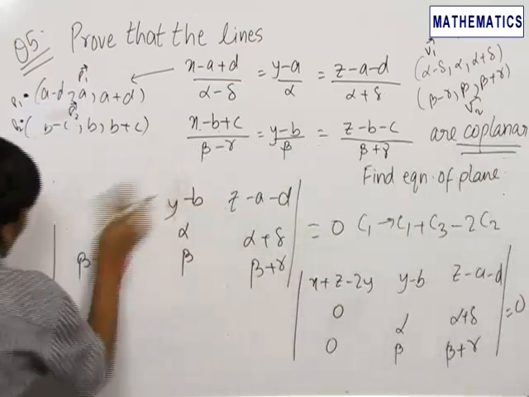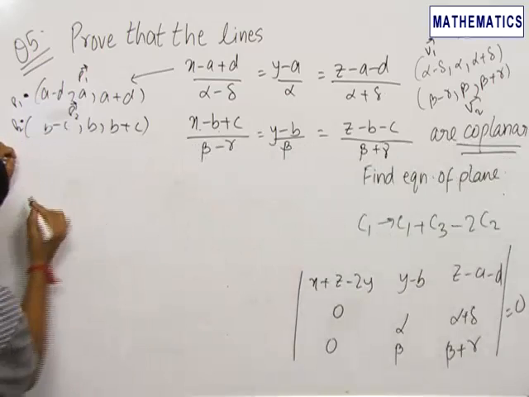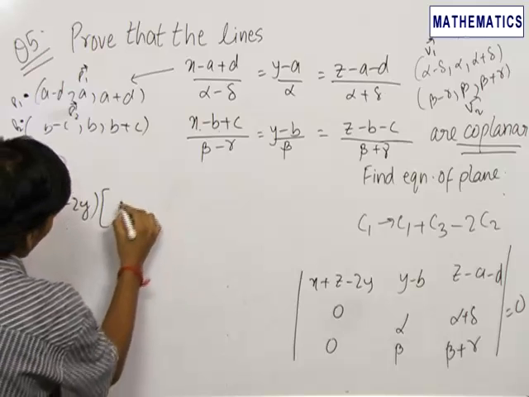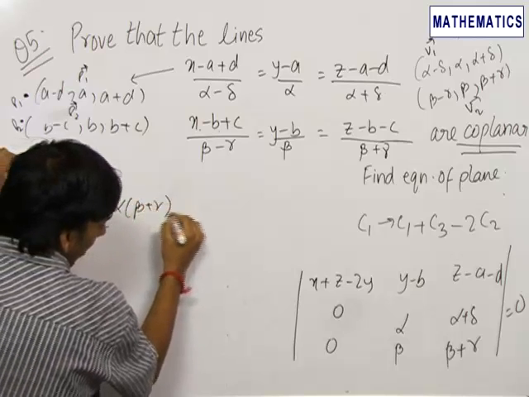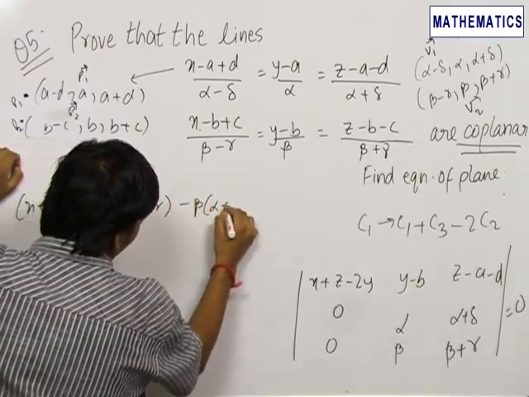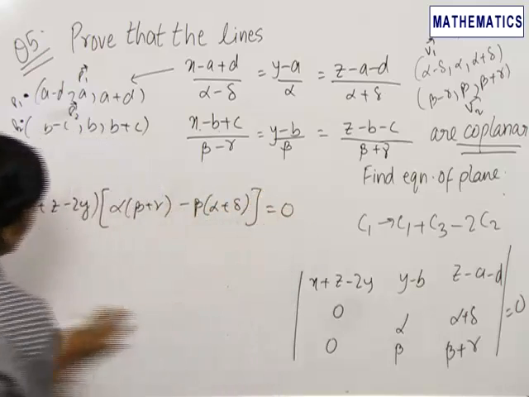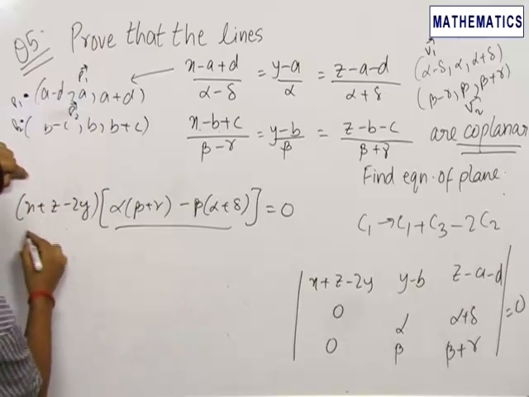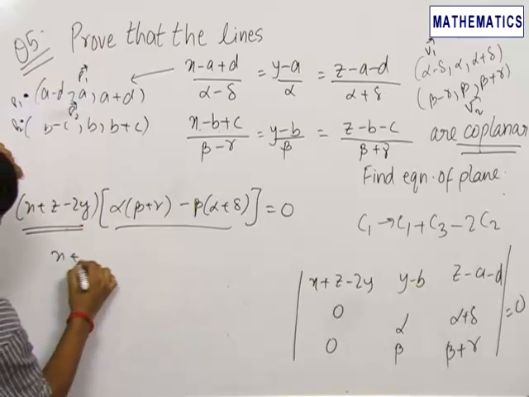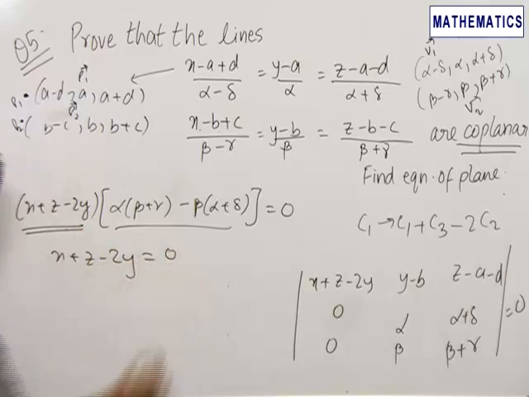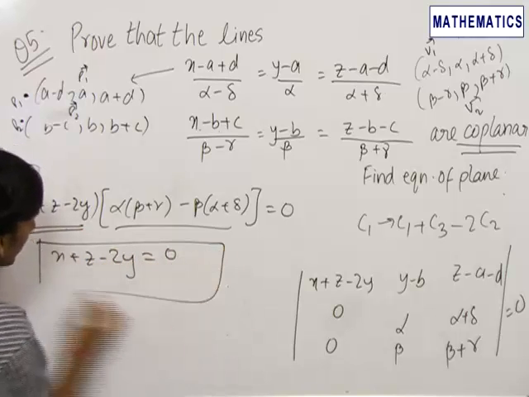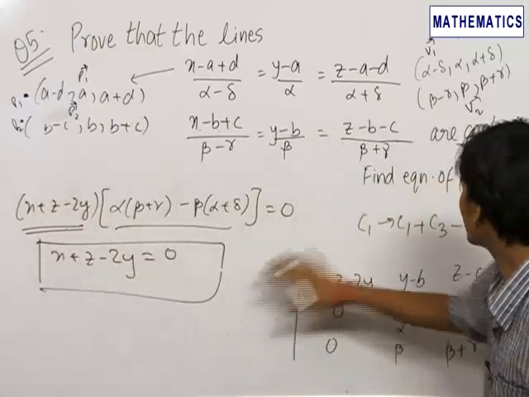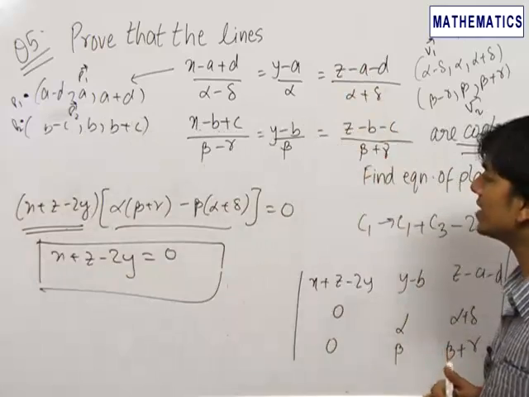Now on solving this we get x plus z minus 2y into alpha times beta plus gamma minus beta times alpha plus delta, this is equal to 0. Now this is not equal to 0, therefore this is equal to 0, that is x plus z minus 2y equal to 0. Therefore we get the equation of the plane as x plus z minus 2y is equal to 0, and this is the final answer for the equation of the plane in which these two lines lie.